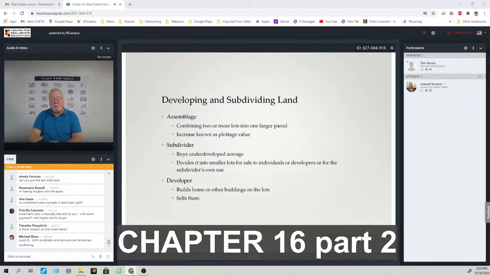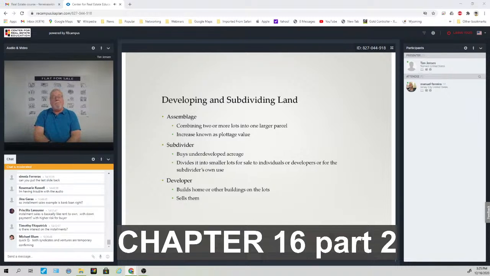They acquired small individual lots, assembled them into a bigger one, and then built a monstrosity of a building to create additional wealth. That's a way to create wealth using assemblage. The other way is through subdivision.